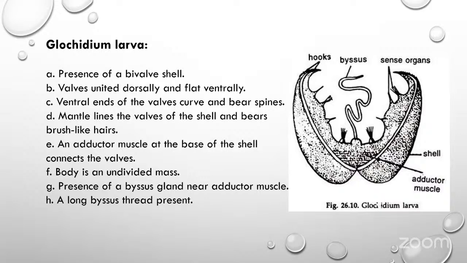Body is an undivided mass. Presence of a byssus gland near the abductor muscle. And then a long byssus thread is present. So this is the long byssus thread.